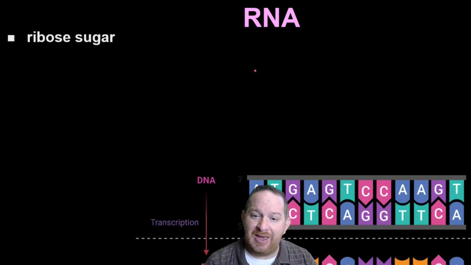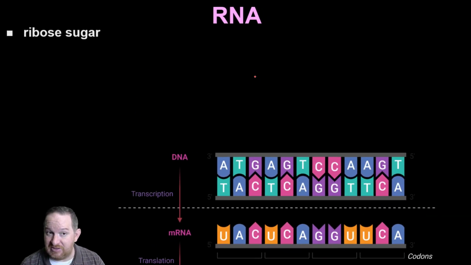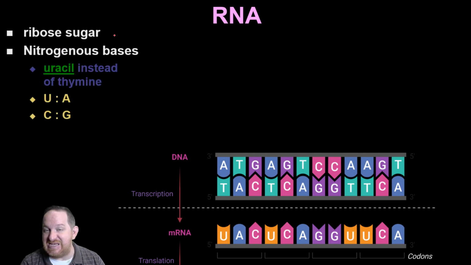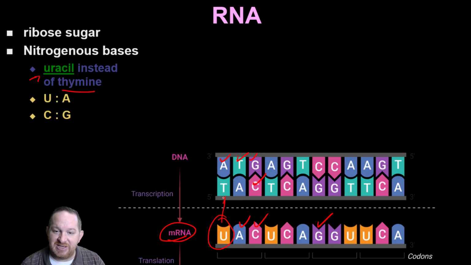Okay, so let's talk a little bit about RNA. RNA is different than DNA in a few ways. One, it has a ribose sugar instead of a deoxyribose. And then the bases in RNA, we'll find that there's a uracil instead of a thymine. So if you're looking here at DNA, you see A, T, G, and C. But notice in messenger RNA, there are no T's. We've got our A's, our C's, and our G's, but uracil replaces the thymine.